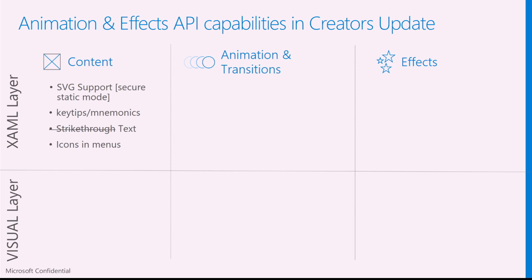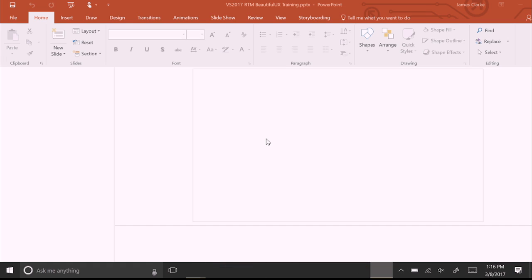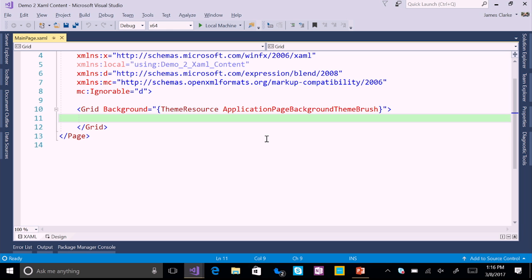Not only are we adding SVG, we're adding a bunch of other enhancements. So accessibility is a huge area that we've been investing in very, very heavily. And so we now have support for key tips and mnemonics, very easy to get to those. Strike through text is one of those things that it's an oldie and a goodie. We now have it in the platform. And finally, we've added the ability to support icons in menus. And so let's actually hop over now and show you a demo of these in Visual Studio.